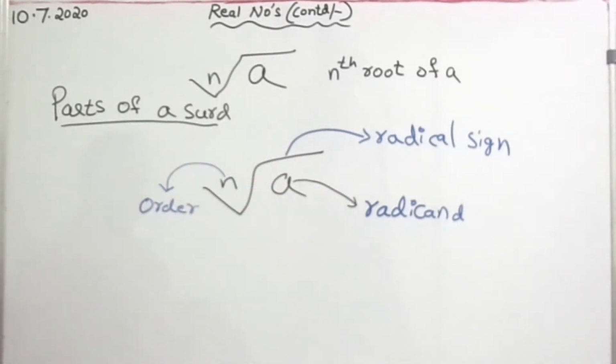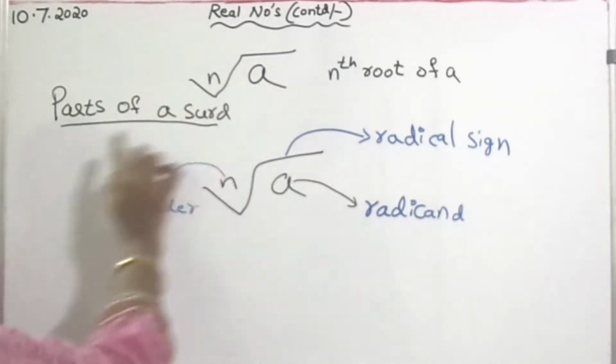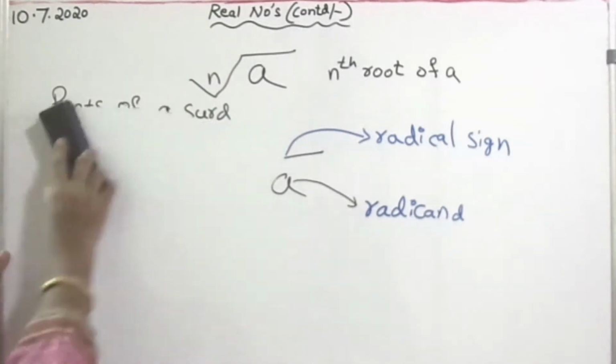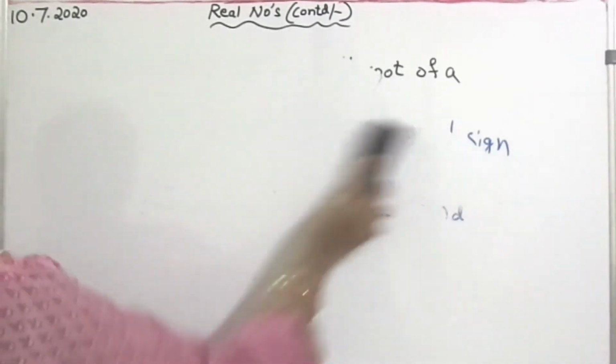Okay. So you will have to pause the video and copy this. The parts of a surd. First you copy this nth root of a, then you copy the parts of a surd. Okay. Now we shall continue.